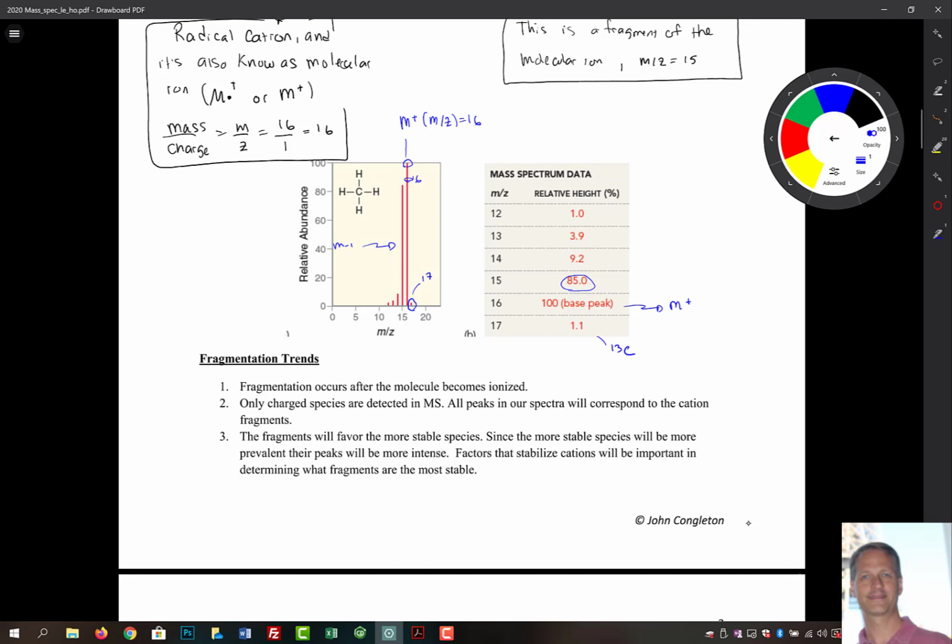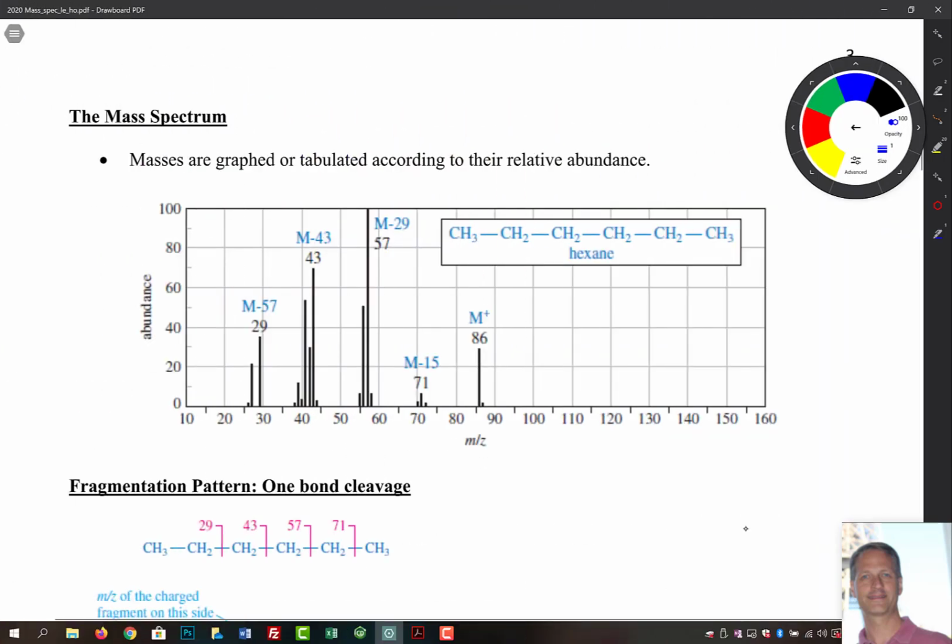So that has a molar mass of 1 greater than 12. And the relative abundance of carbon-13 is about 1.1%. So that's why you see that peak at 17 is 1.1. And we call this the M plus 1 peak. We'll gather some interesting information off of that as we go through and look at more complicated spectra. Let's take a look at what the actual spectrum looks like.